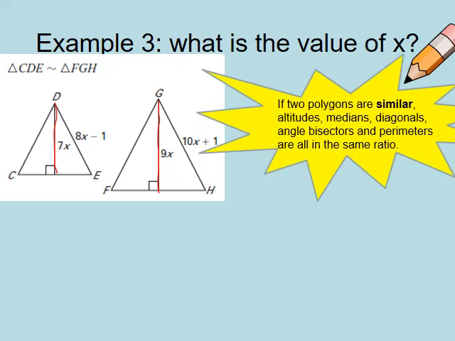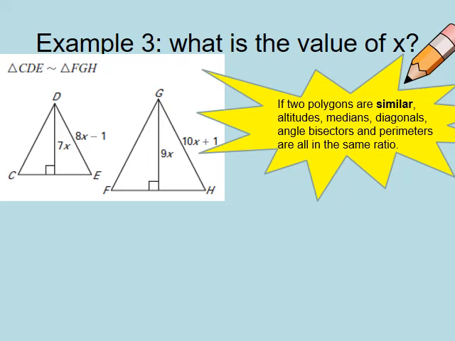If two polygons are similar, altitudes, medians, diagonals, angle bisectors, and perimeters are also in the same ratio. So take a second to write that down and make sure you don't forget this. Star it or circle it or put a cloud around it, whatever you need to do to remember that not only are the sides of images proportional, but other lines that we can draw on those images, like altitudes, medians, diagonals, are also in that same proportion. So with that in mind, we can start solving right away.